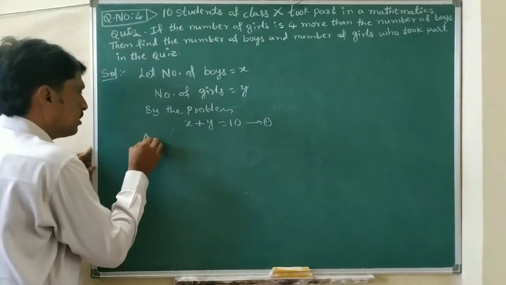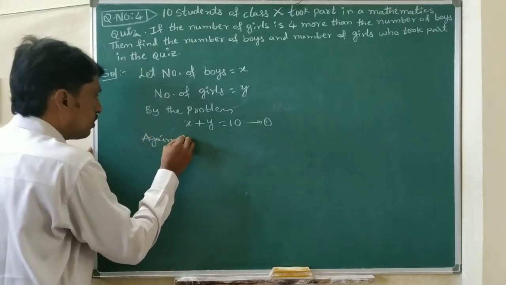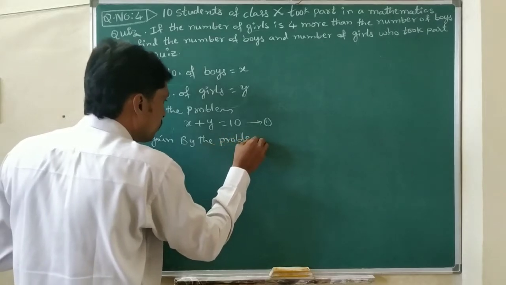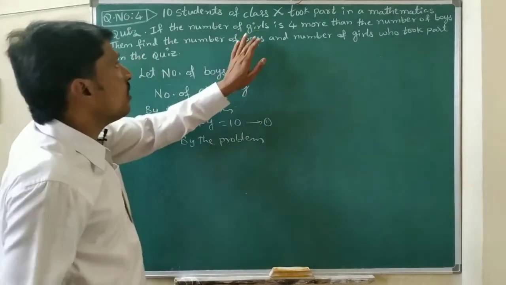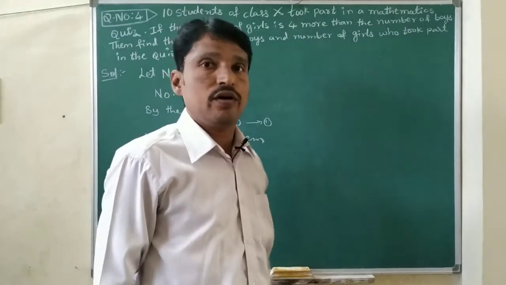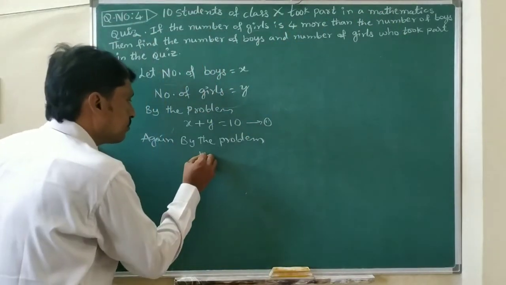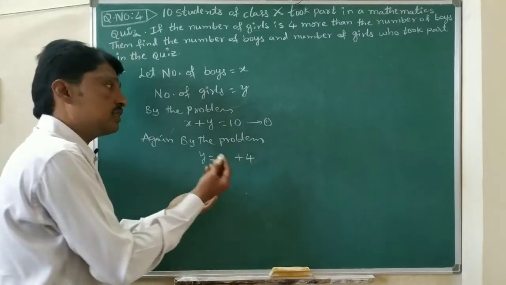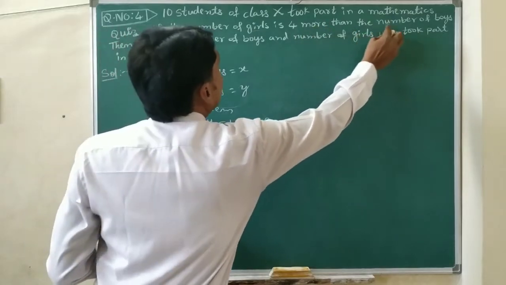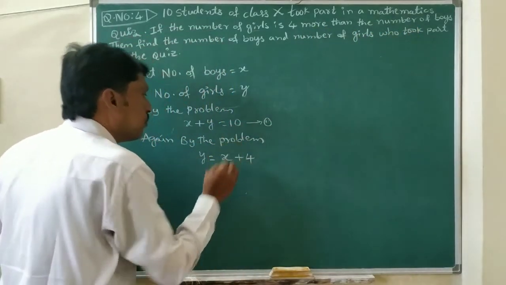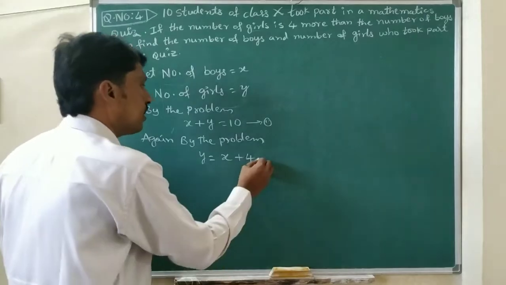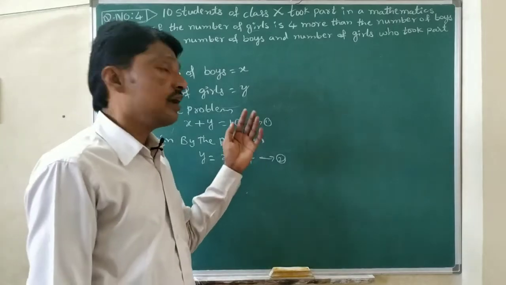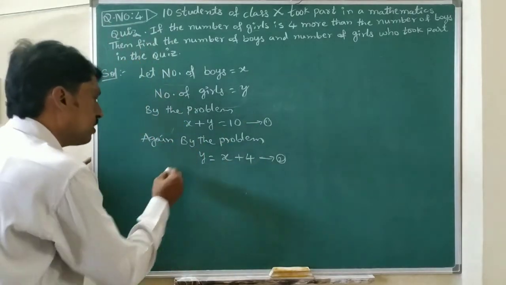Now again according to the problem, again by the problem, here it is given girls is 4 more than number of boys. Girls we took here y equal to 4 more than, means plus 4. So how much is it? Plus 4 more than the boys. Than the boys, 4 more girls are there. So this is equation number 2. So now we are following the graphical method. So graphical method we are following.